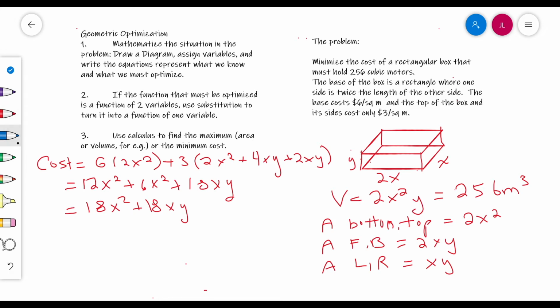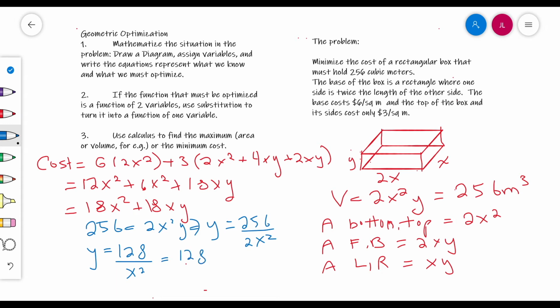We have 256 equals 2x squared y. So y equals 256. Oh, I wrote 125. 256 divided by 2x squared. Simplifying further, y equals 128 over x squared, or 128 x to the negative 2.